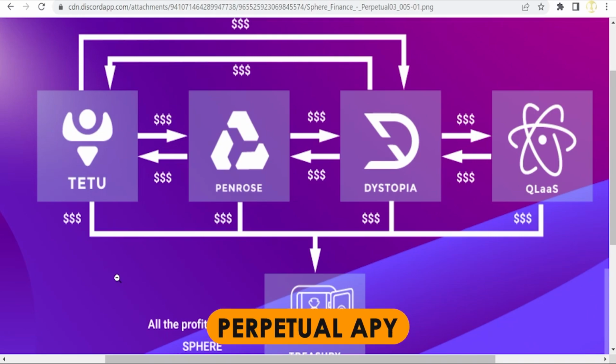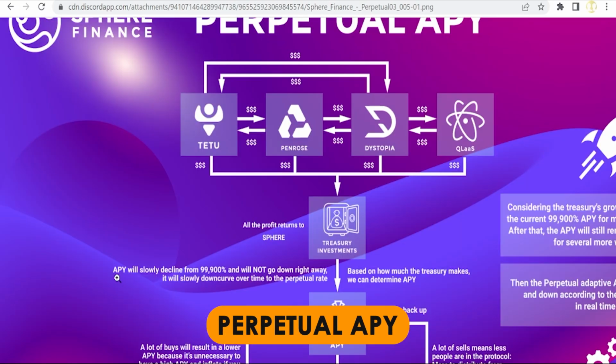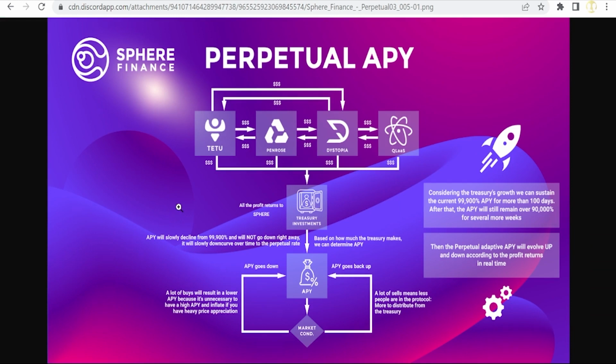Number four, perpetual APY. If we zoom out, here we are, we can find that this is the key point of the whole ecosystem, and we could summarize it as an APY that will vary up or down depending on the profit returns in real time and according to the trading pressure to make it realistic and sustainable.